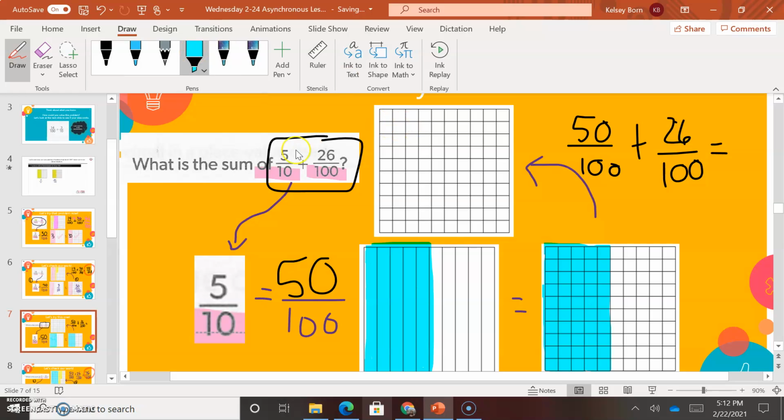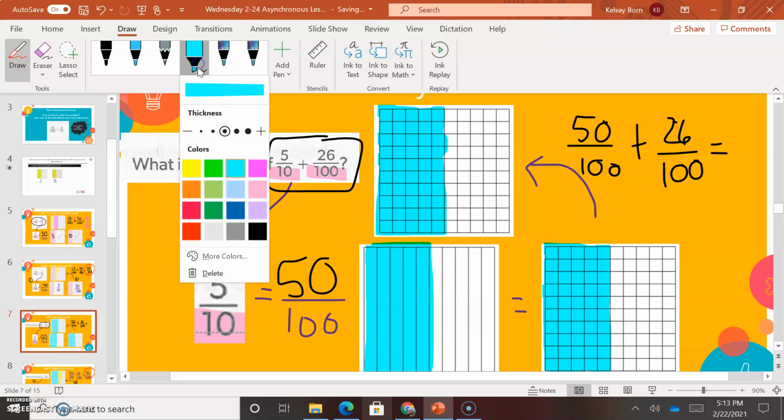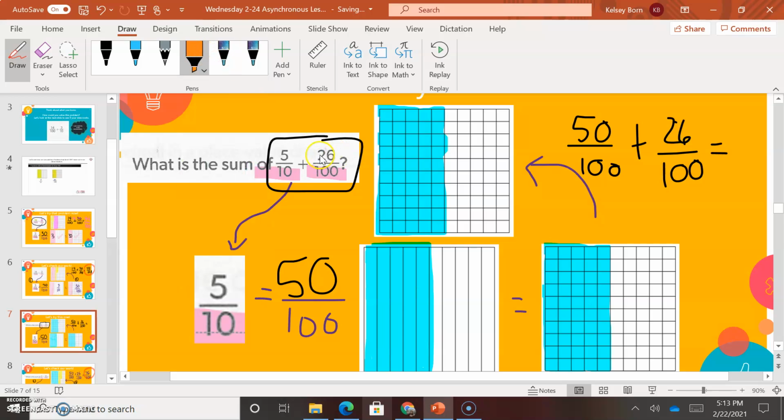So I'm going to draw my 50 hundredths. I'm going to do that in a color I've already been using just to help my brain. Again, looking for perfection here. Just trying to have a visual. All right, so there's 50 hundredths. And then I'm going to choose a different color to show the 26 hundredths. So I've shown 50 hundredths, now I'm going to show 26 hundredths.